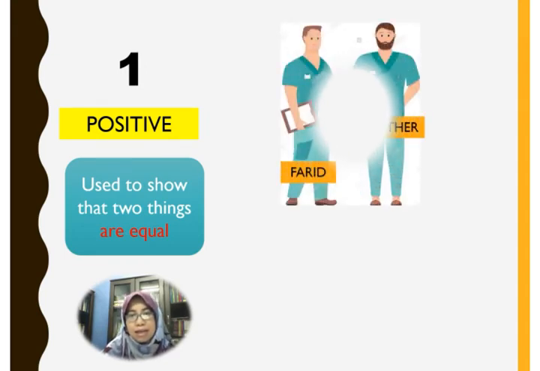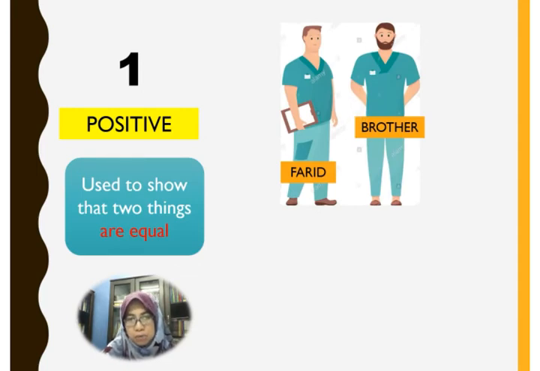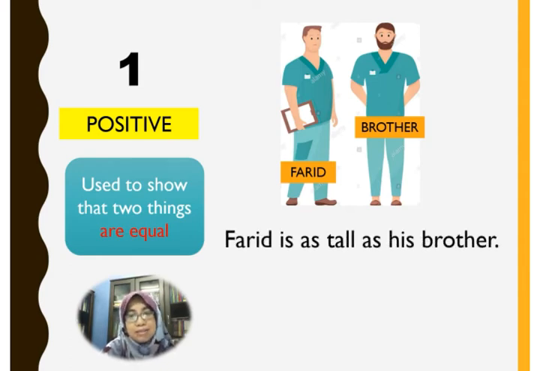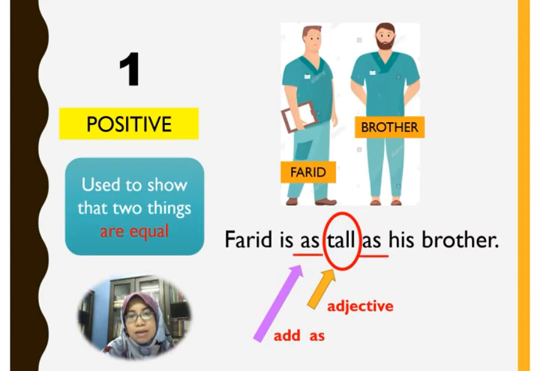Okay, now let's take a look at the picture. What can you see? Farid and his brother. Farid is as tall as his brother. Farid sama tinggi dengan abangnya. So tall is an adjective word. Now, because this is the positive form, we want to say that these 2 guys have the same height, sama tinggi. So we have to add as. Okay?